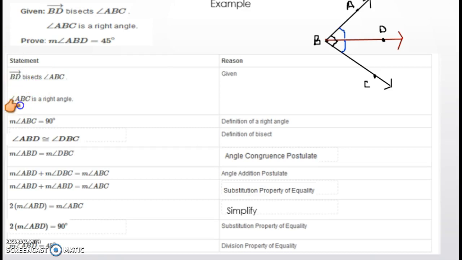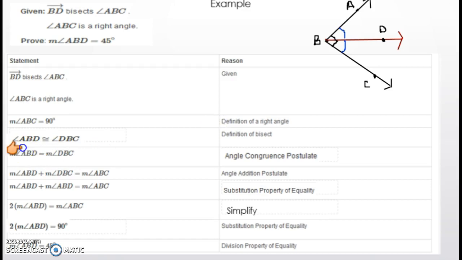So we're starting here with our given information. BD bisects ABC, and ABC is a right angle. All that was given to us. So now from here, we're going to go here that the measure of angle ABC is equal to 90 degrees. So they told us it was a right angle, and now we're saying that that measure is 90 degrees, and that is simply the definition of a right angle.